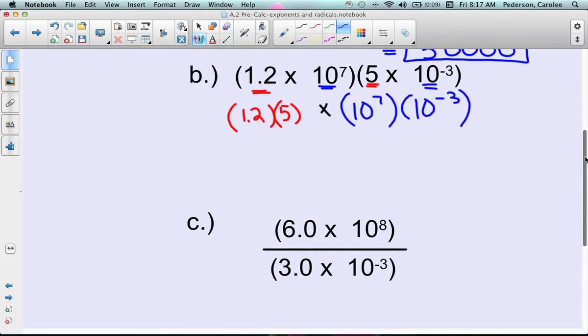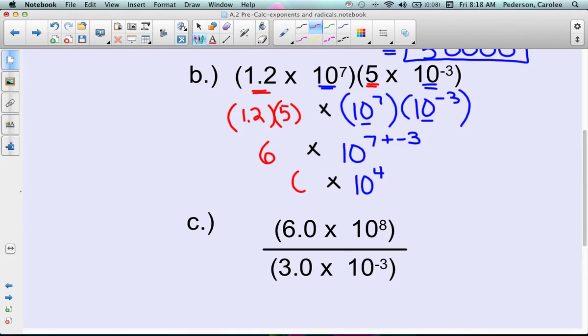So the blue piece is the tens power, and the red piece is the front decimal. So we want to multiply first the red. 1.2 times 5 is 6. And then we'll go over to the blue. If you remember, the blue is the same base. They both have a base of 10. So what you can do is you can add those powers. So 10 plus negative 3. And 10 plus negative 3 is 10 to the 4th.